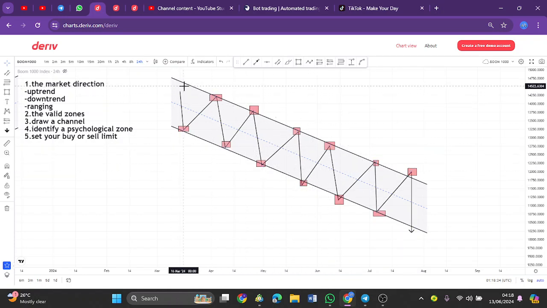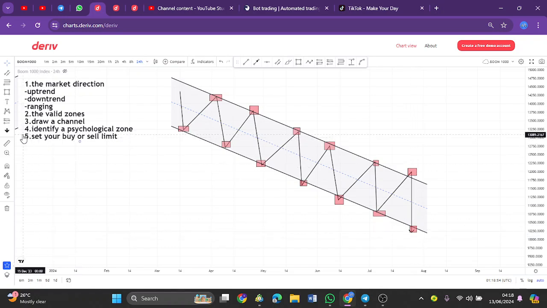These are the places where you should be looking to buy and sell. These valid zones are the places you should be looking to sell from and also buy from. From here, expect the market to push down up to this level. You'll have to see a confirmation here, then take that trade.